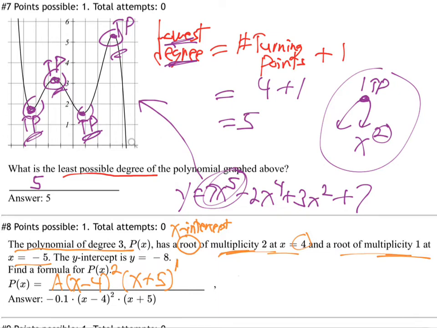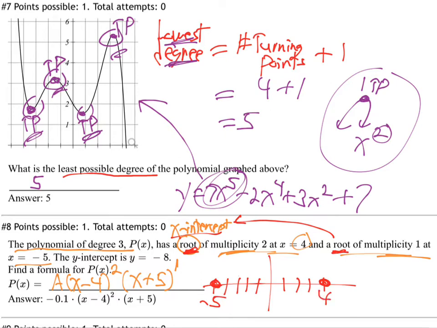Does that make sense so far? We still got to find the a. We're not done. But is that making sense? Roots are a fancy word for X-intercept. Root means X-intercept. So, in other words, this graph hits over at 4 and back at negative 5. Does something like that.